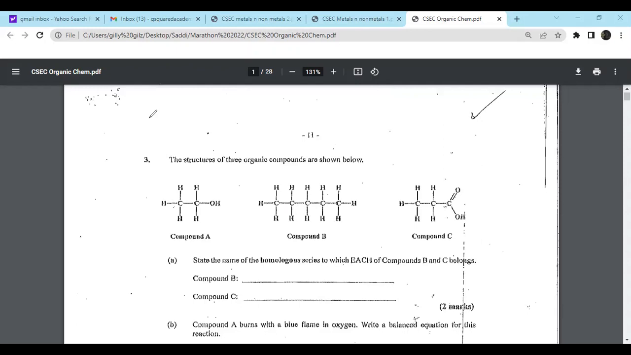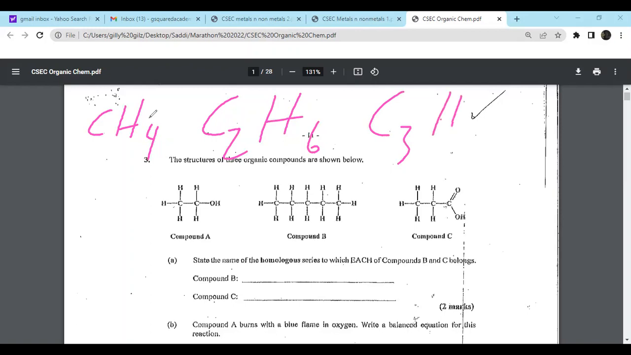Okay, the next thing is that the difference between subsequent carbons is CH2 or 14 grams. So let's show what I mean by that. In the alkane series, methane is CH4. Then you have C2H6, then C3H8. Okay, let's just use these three.